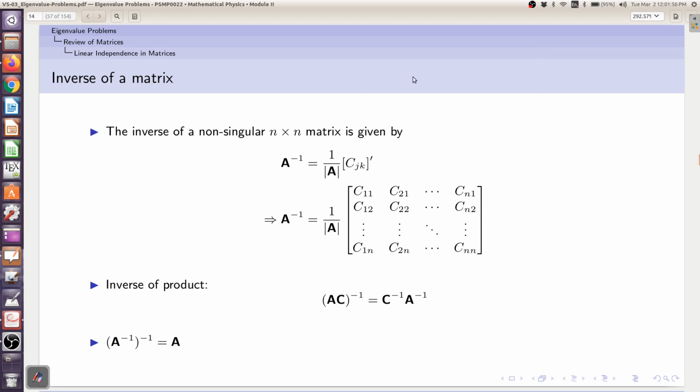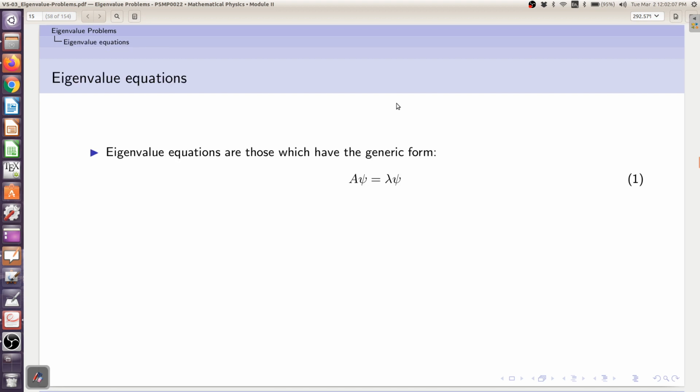Hello and welcome to this lecture, which is going to be a continuation of where we had stopped in the previous lecture. That was on a review on matrices. So today we will be talking about the eigenvalue equations. In this lecture, I'll be discussing eigenvalue equations.